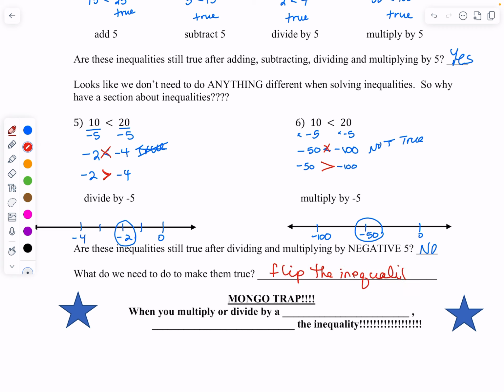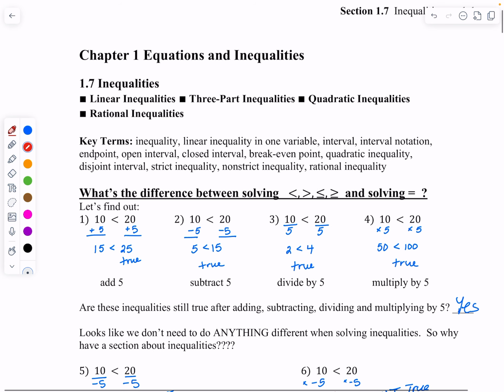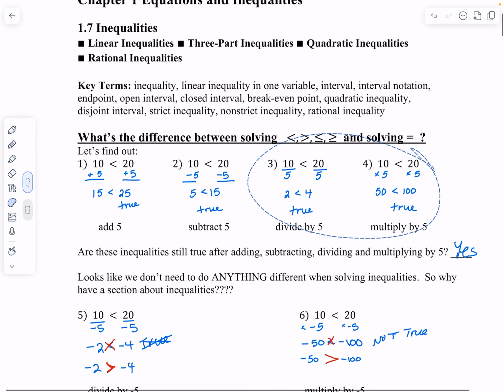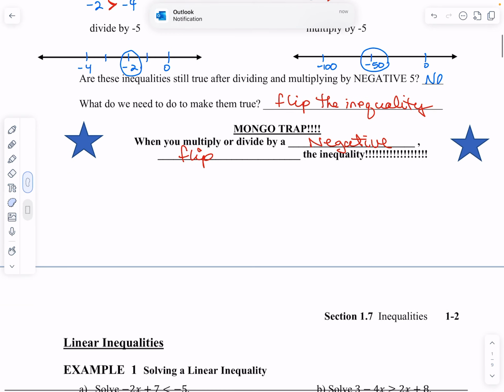So that is why you have this rule. I call it the Mongo trap because it's what everybody misses on inequalities. When you multiply or divide by a negative number, then you must flip your inequality. Remember, up here, you can multiply and divide by a positive number all day long and nothing changes. You treat it just like an equal mark. But if you multiply or divide by a negative, you must flip the inequality.